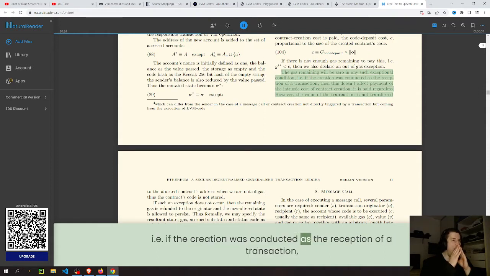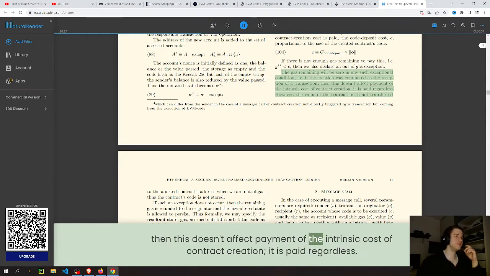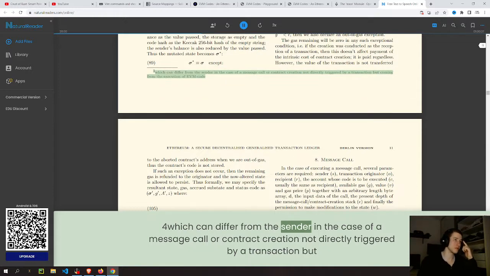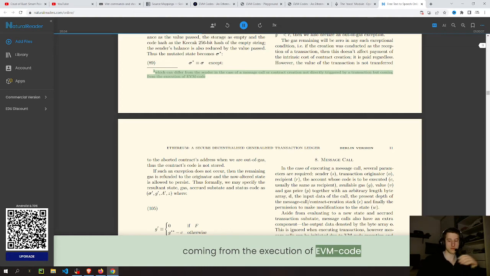If the creation was conducted as the reception of a transaction, then this doesn't affect payment of the intrinsic cost of contract creation, it is paid regardless. However, the value of the transaction is not transferred. The originator, which can differ from the sender in the case of a message call or contract creation not directly triggered by a transaction but coming from the execution of EVM code.